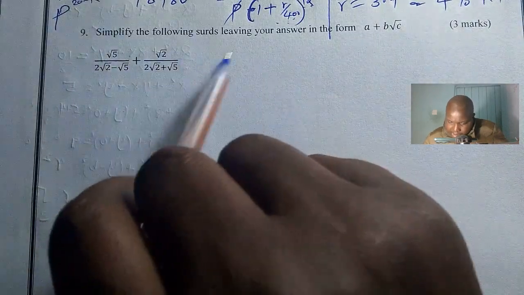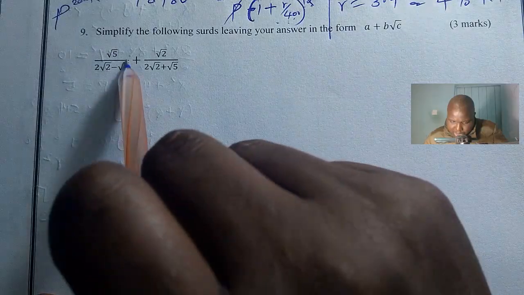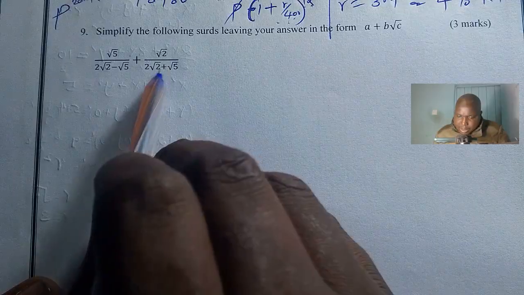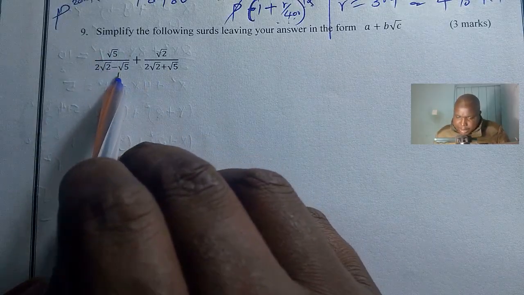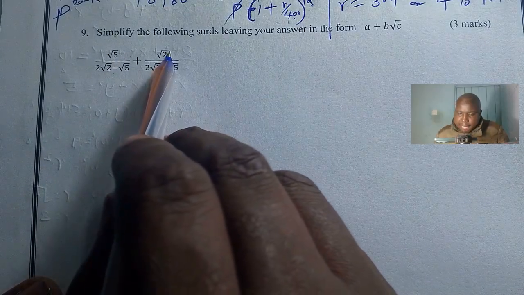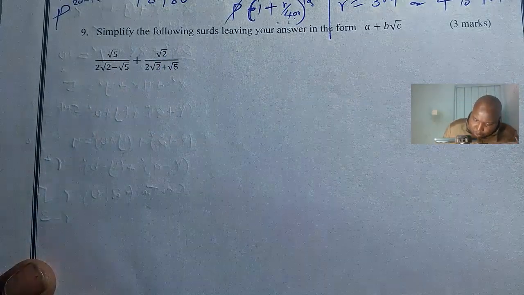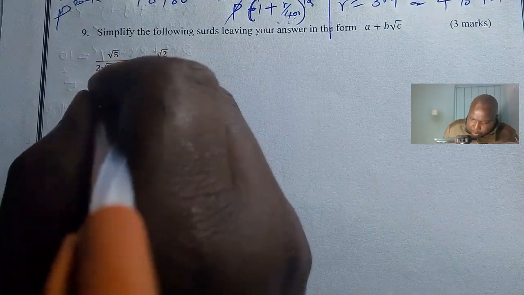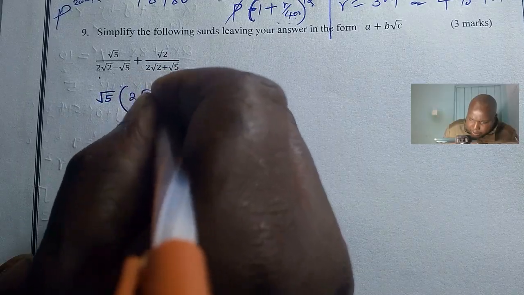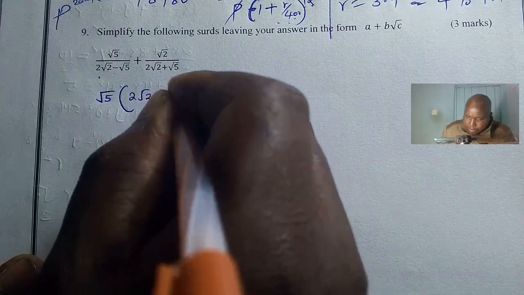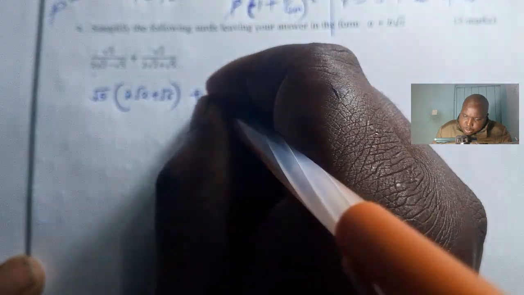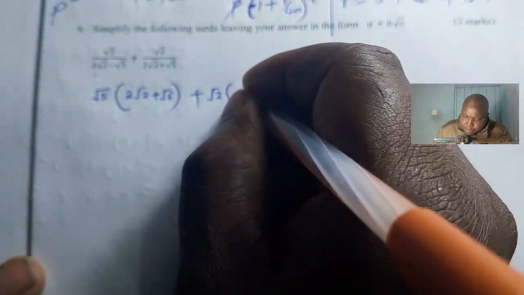Simplify, leaving the answer as this. So when you see this one, it is very simple. You take the conjugate of this, multiply with the numerator, take the conjugate of this and multiply with the numerator. Root 5, the conjugate here is 2 root 2 plus root 5, cross, plus the conjugate here is root 2 into the conjugate for this is 2.